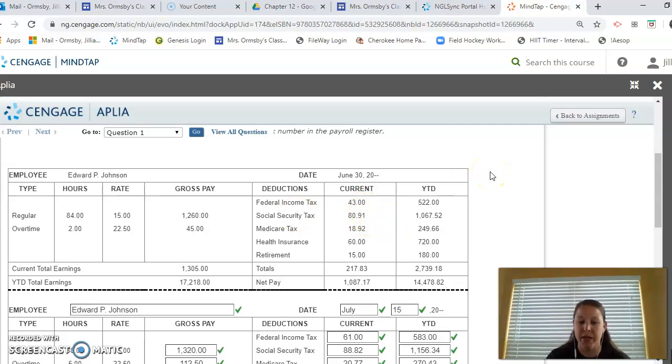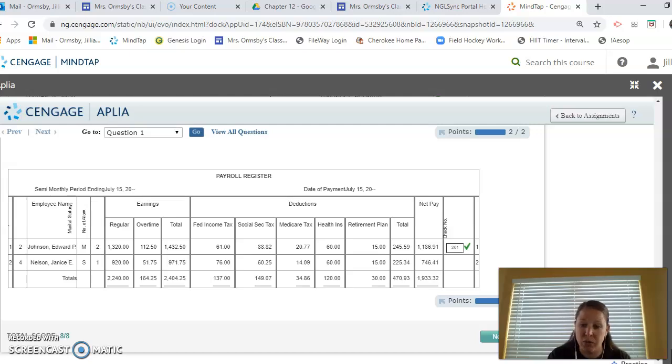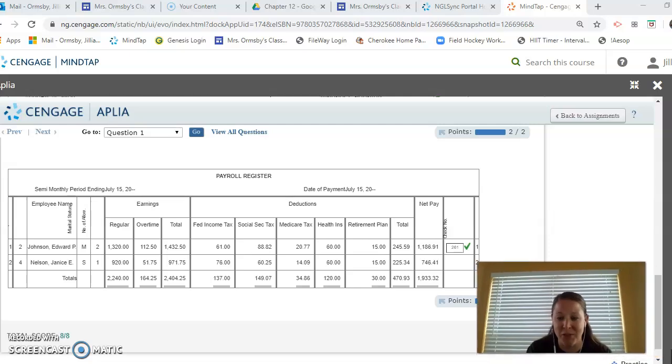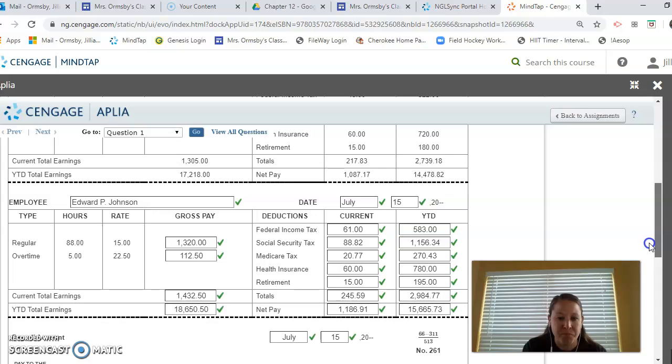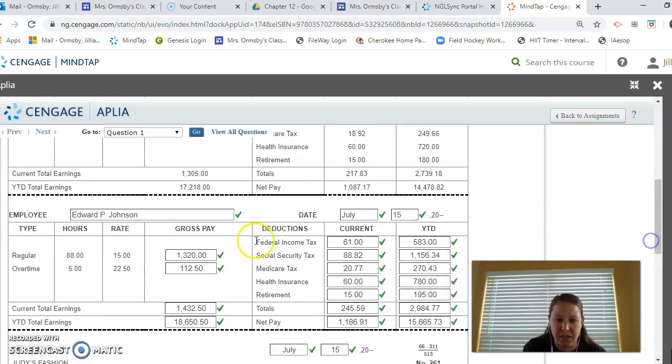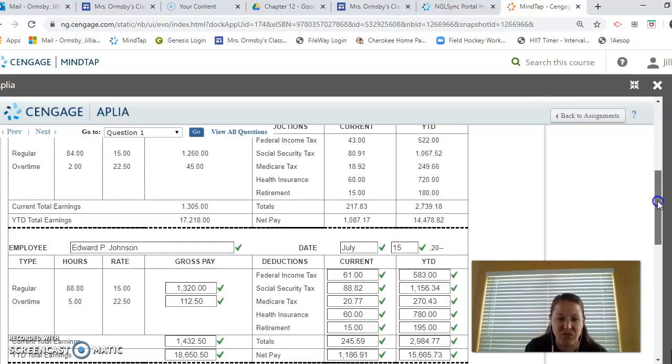So we're going to go through this. This information is taken directly from the payroll register, which in this problem is at the bottom. So you can scroll down and look at that because you will need to refer to it. The first thing we're going to do is put the name of our employee. So it's Edward Johnson for the first one, and the date is July 15th. So again, it tells us that we're doing this for Edward Johnson, July 15th. We're taking that information right from there.